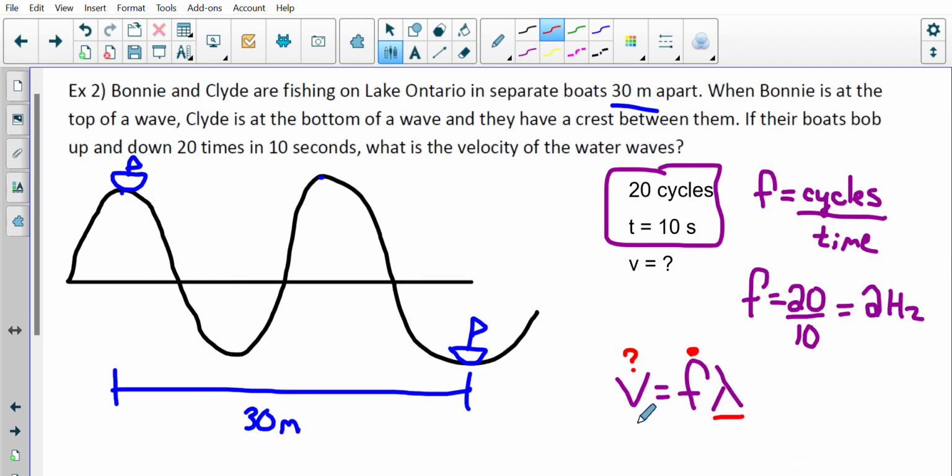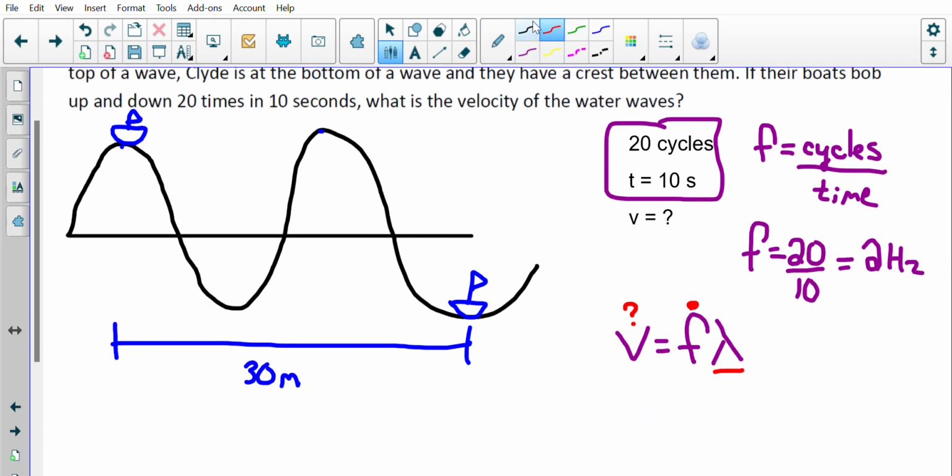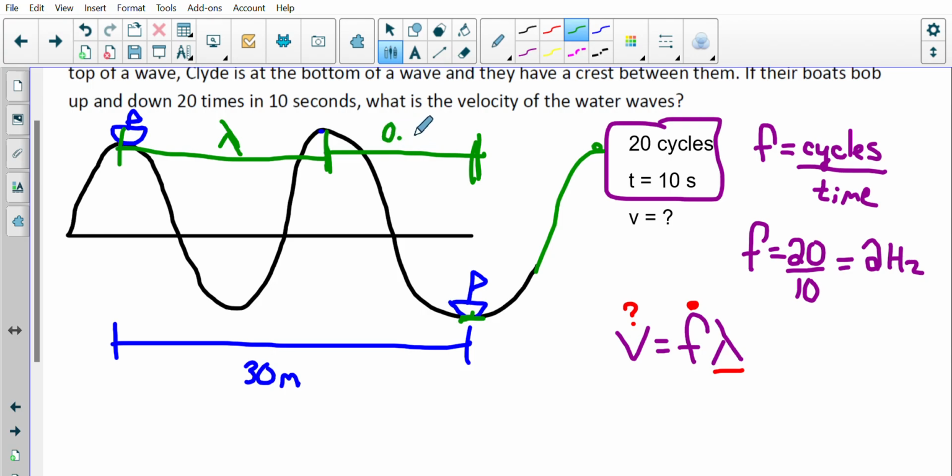Now I need the wavelength. Here's what we can look at. There's a little bit of a relationship over on my picture. From crest to crest, that's one wavelength. But we're not getting to the other crest. We're getting to the trough, which is in fact halfway to the next crest. So I got 0.5 wavelengths. It's halfway there. And so this 30 meters is one wavelength, and it's actually another half.